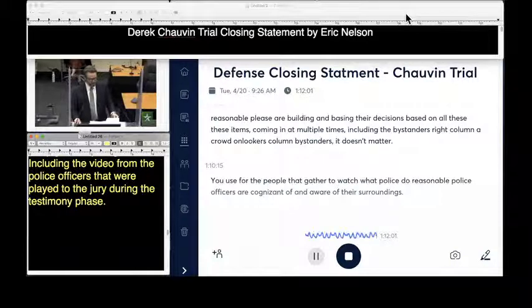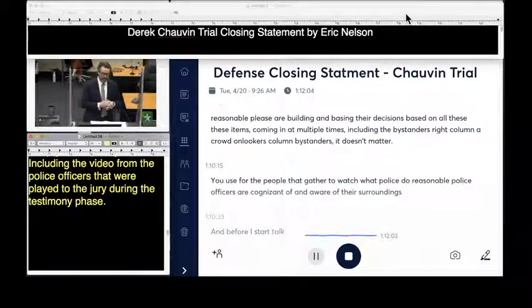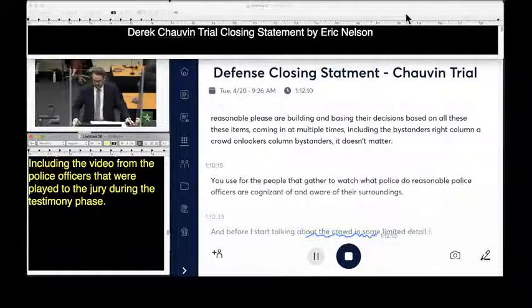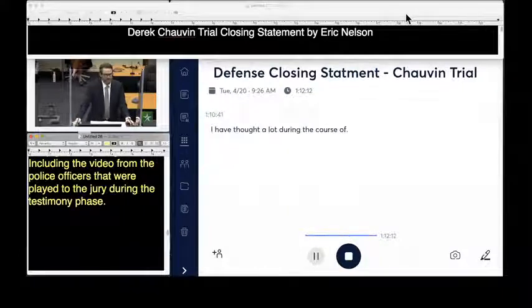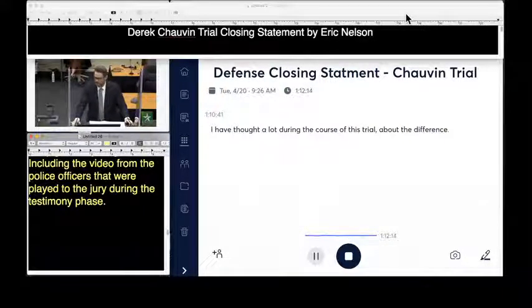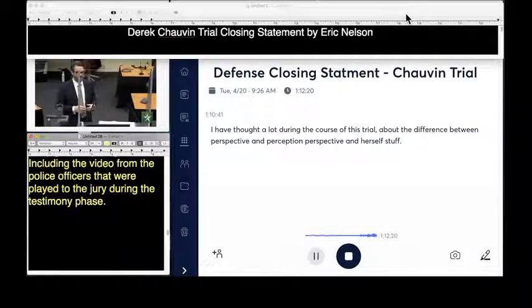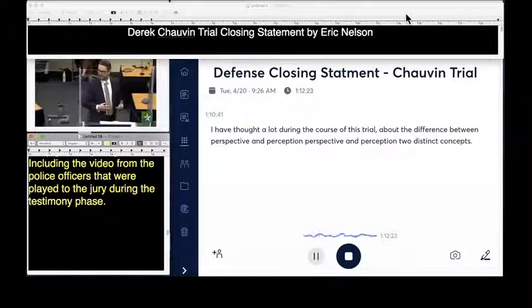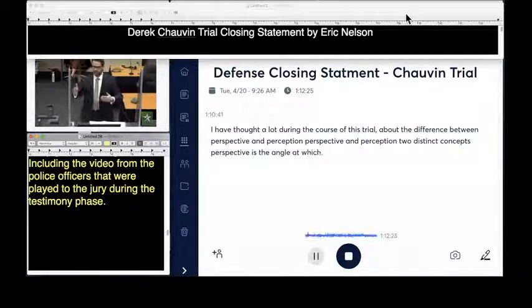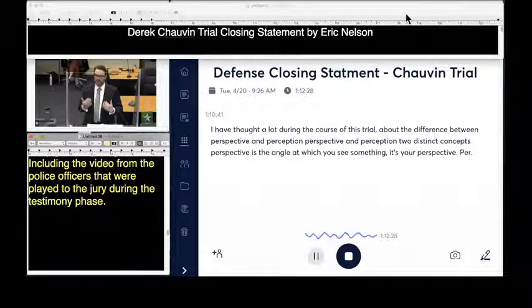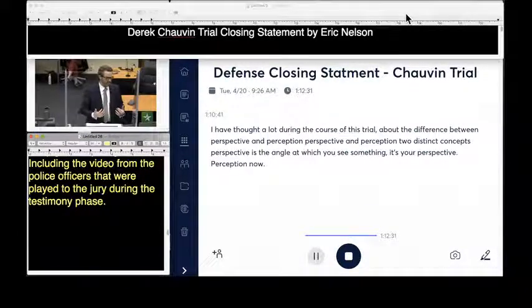Before I really start talking about the crowd in some limited detail, I have thought a lot during the course of this trial about the difference between perspective and perception. They are two distinct concepts. Perspective is the angle at which you see something. Perception is how you interpret what it is that you see.